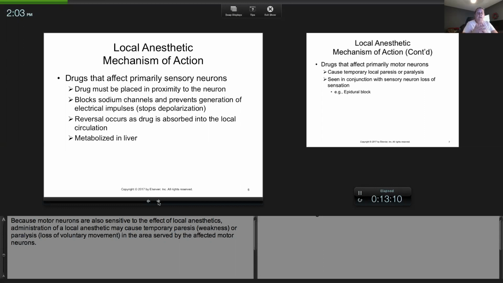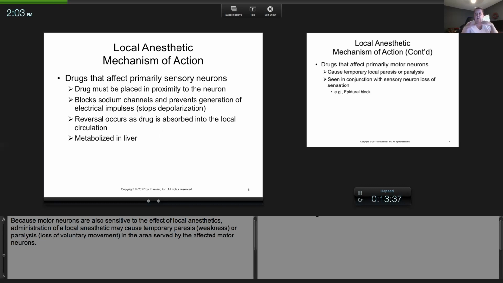What we're doing here is, if you place it close enough to the neuron, and you have to get it under the skin typically, I mean, you can also put it locally, but what is happening is it's blocking the sodium channels at that neuron. If you remember, sodium channels have to open to allow the nerve impulse to depolarize. And the waves of depolarization is what sends it to the brain.